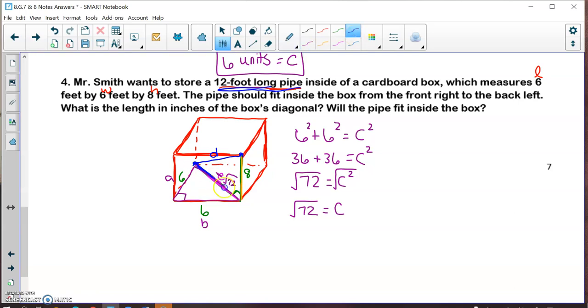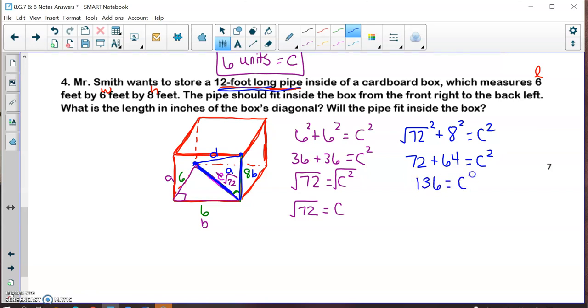So now I'm going to use this blue right triangle where the D is my hypotenuse. I'm going to label the square root of 72 as A and 8 as B. So I have the square root of 72 squared plus 8 squared is equal to C squared. The square root of 72 squared is just 72. 8 squared is 64, and this equals C squared. 72 plus 64 gives us 136.